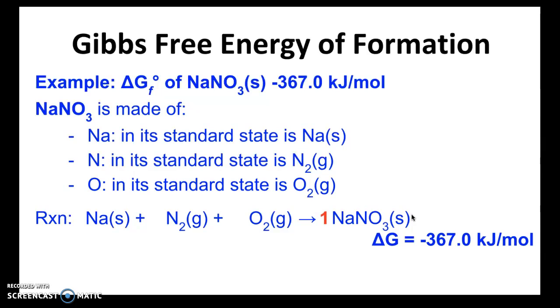Let's see if you can do it. I would pause the video now and see if you can figure out what the coefficients are going to be. All right, so what you may know is that sodium would be 1. The coefficient in front of N2 will be 1/2 because 1/2 times 2 will give us 1, and we have only 1 nitrogen on the product side. And then for oxygen, it's going to be 3/2 because 3/2 times the 2 here will give us 3, and we have 3 oxygens on the product side.